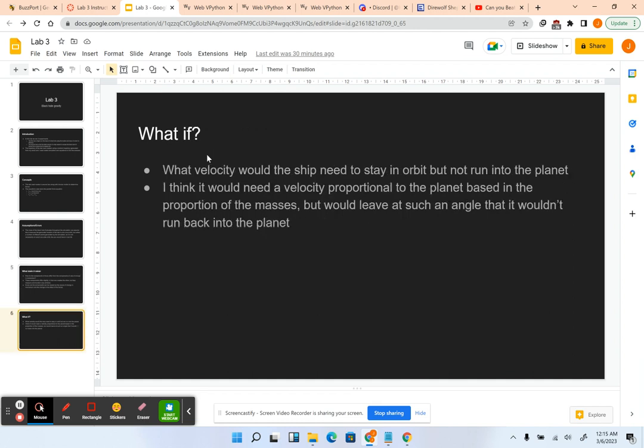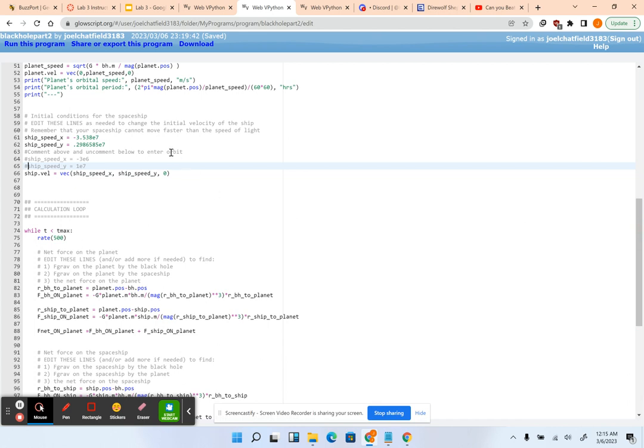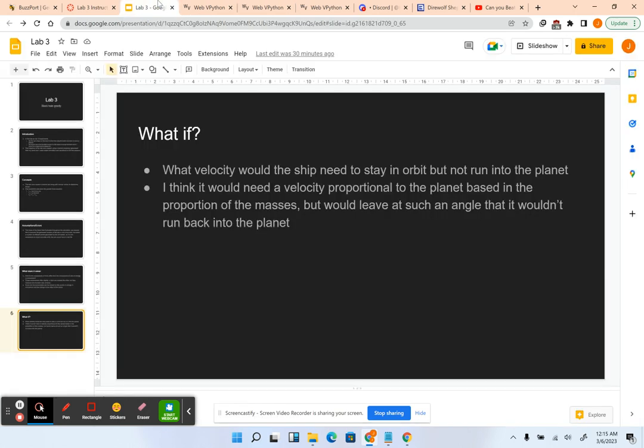And last but not least, what if? What velocity would the ship need to stay in orbit and not run into the planet? This was calculated using simulations. It's right here. It's negative. It is slightly faster in the negative direction, but more importantly, it has a lot more force in the y direction, which will allow it to enter a larger and slower orbit than the planet, so that it can orbit but not run into the planet.